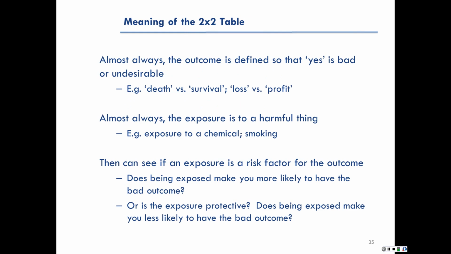And so it's important to think about what the table means. Almost always the outcome in these tables is defined so that yes is considered bad or undesirable. For instance, the outcome might be death instead of survival, or loss instead of profit. So usually the outcome is considered bad, and almost always the exposure is to a harmful thing, such as exposure to smoking or exposure to a chemical. What we're looking to see is if an exposure is a risk factor for experiencing the outcome. Does being exposed make you more likely to have the bad outcome? Or possibly the exposure is protective. Does being exposed make you less likely to have the bad outcome?